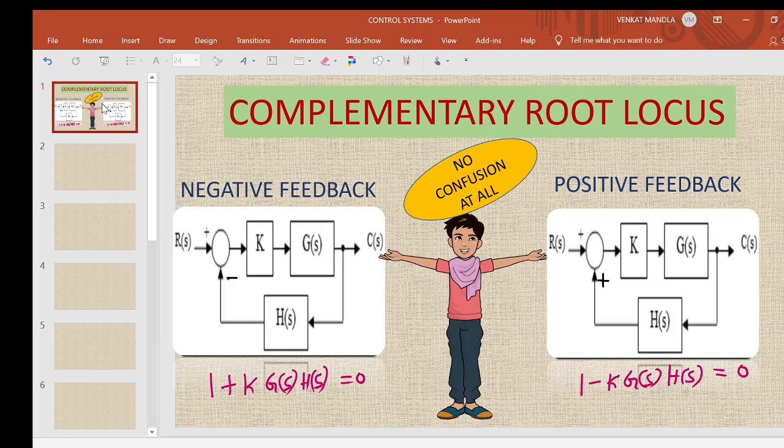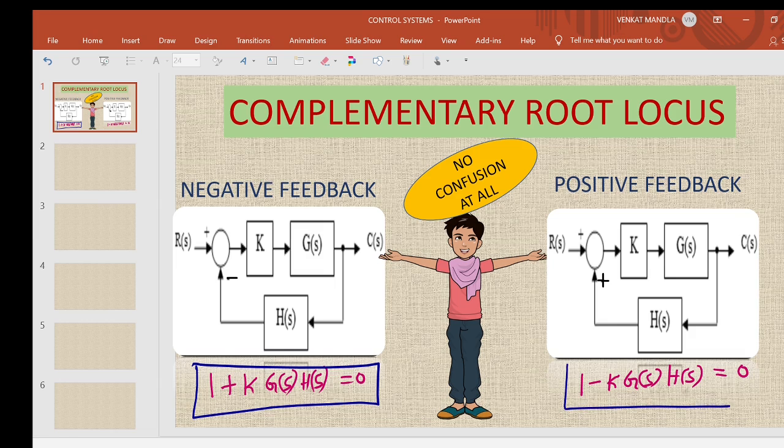Complementary root locus. I will explain how to draw complementary root locus for both negative feedback and positive feedback systems. For a negative feedback system, the characteristic equation is 1 plus K G(s)H(s) equal to 0. And for a positive feedback system, it is 1 minus K G(s)H(s) equal to 0.